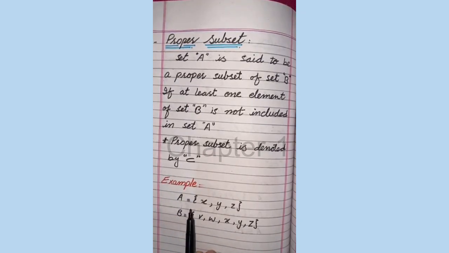Example: if A is the set which contains the elements x, y, z, and B is the set which has the elements u, v, w, x, y, and z. Here you see that all the elements of A are present in B, x, y, z, but two elements of B are not present in A.